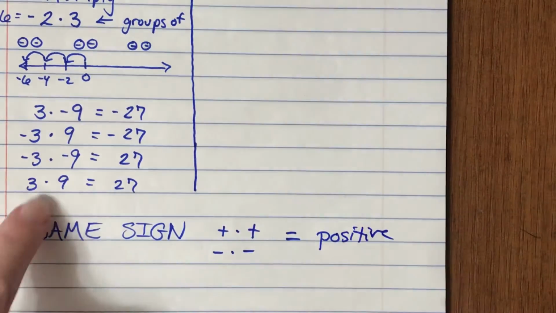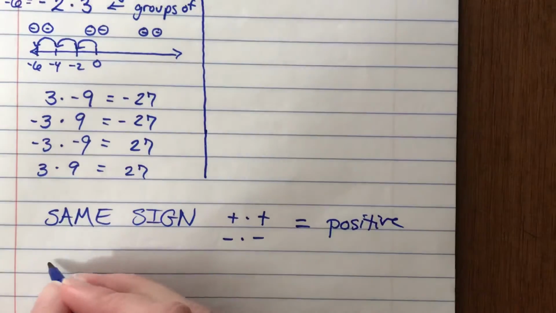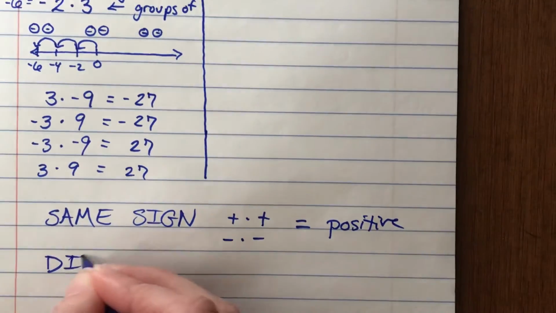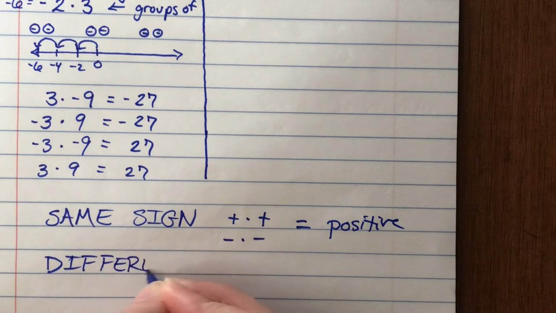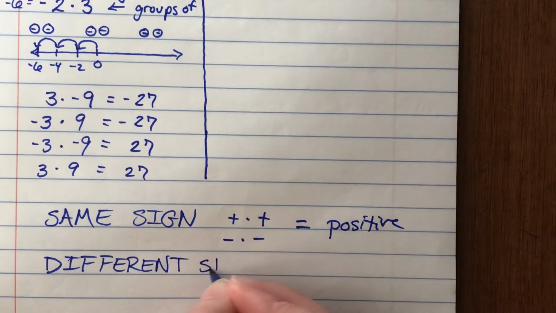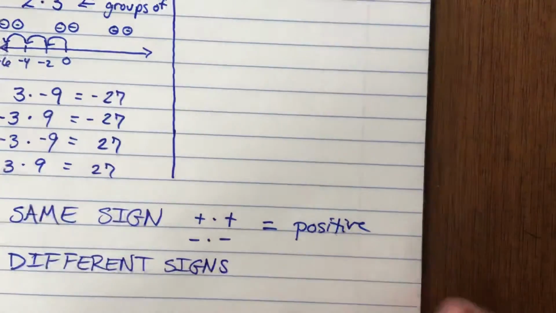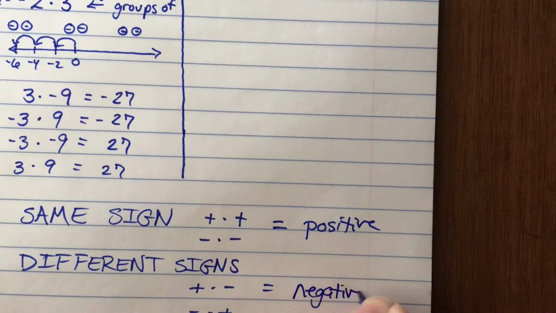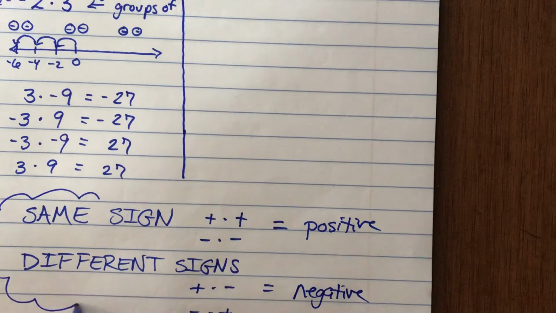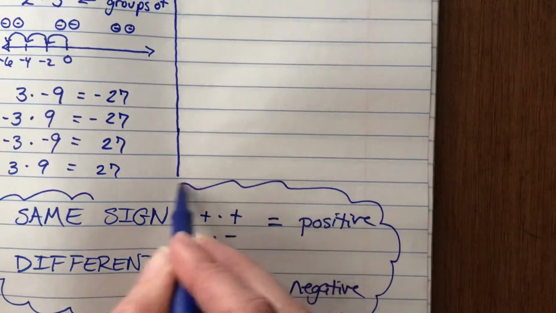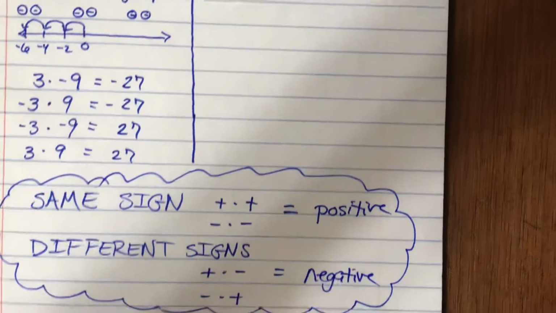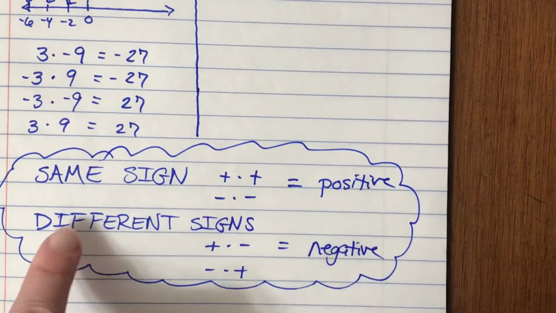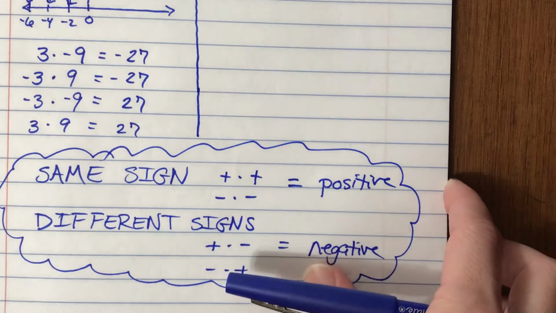Same sign. Two negatives, two positives make a positive. However, if they're different signs, which is a positive times a negative or a negative times a positive, the answer here is going to equal negative. So here, you put a big cloud around that because those are the big rules for this section. Same sign, positive answer. Different signs, negative answer. All right.